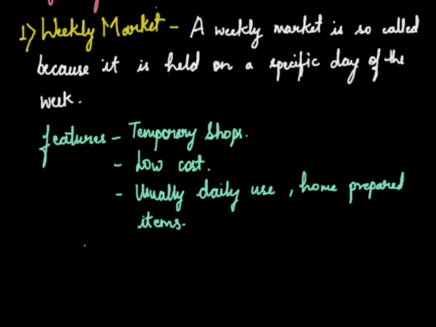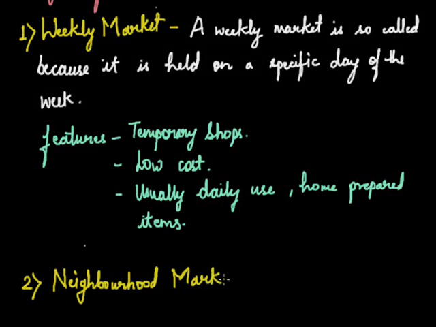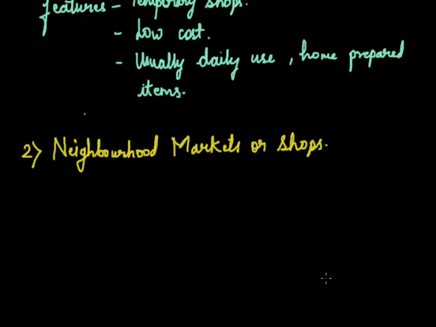The second type of market is neighborhood markets or shops. Usually, they are also not very big shops that you find in your neighborhood. You'll find that the products of everyday use are sold in these shops.